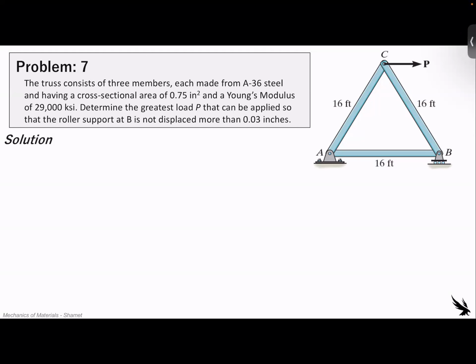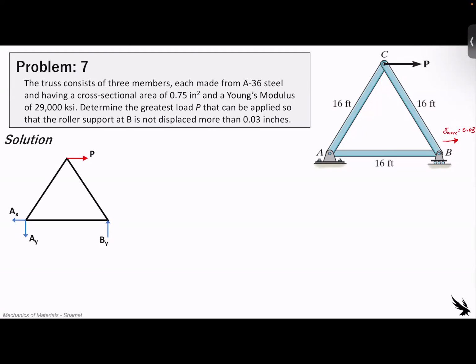And what we want to do is to find the greatest load P, or the maximum load P, that can be applied so the roller support does not displace more than 0.03 inches. So when we talk about that, that means we don't want this roller to move this direction any more than 0.03 inches. So our free body diagram before we displace anything looks like this.